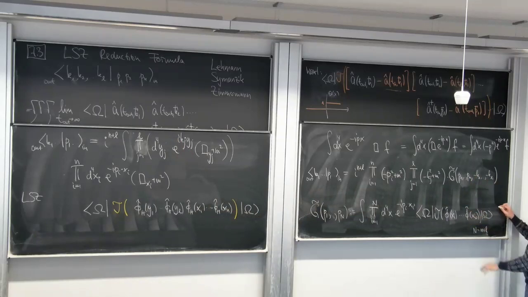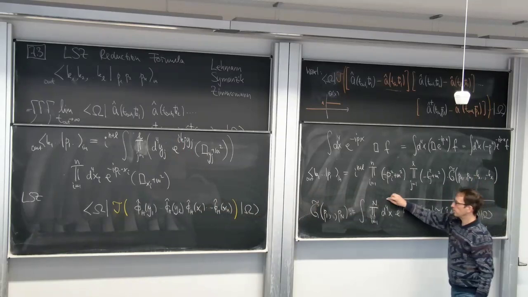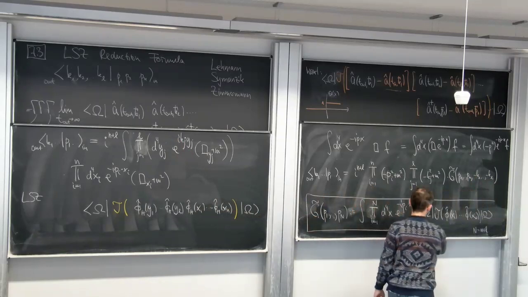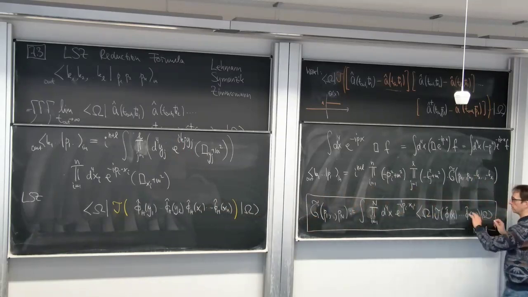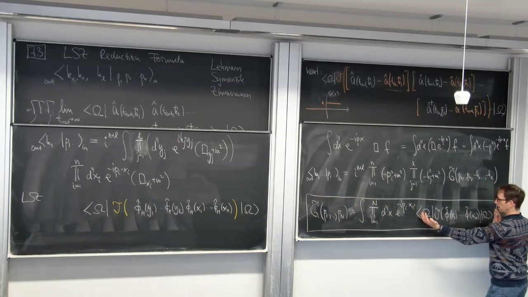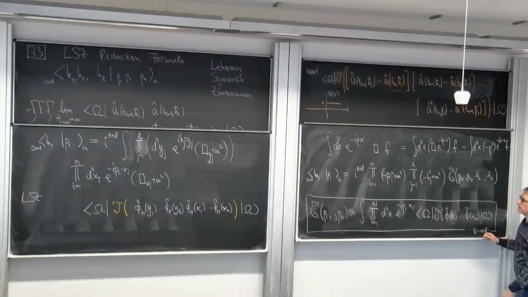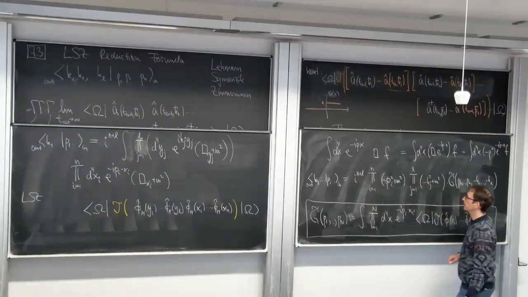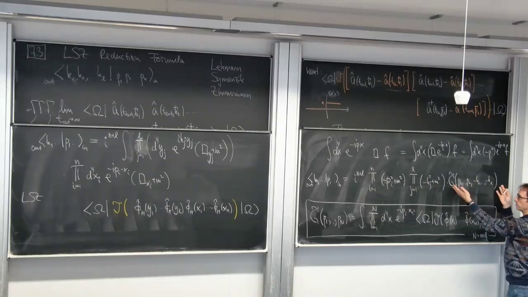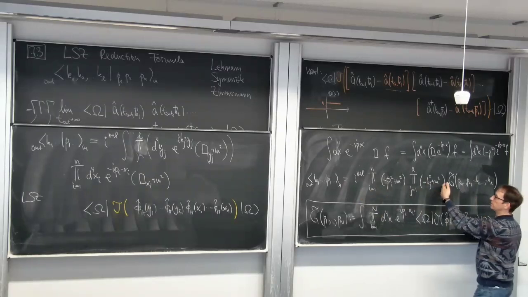So down here is the Fourier transformed, time-ordered N-point correlation function. This is the time-ordered N-point correlation function. This is the Fourier transform of it. And the scattering amplitude is the Fourier transform of the time-ordered N-point correlation function multiplied by this stuff.